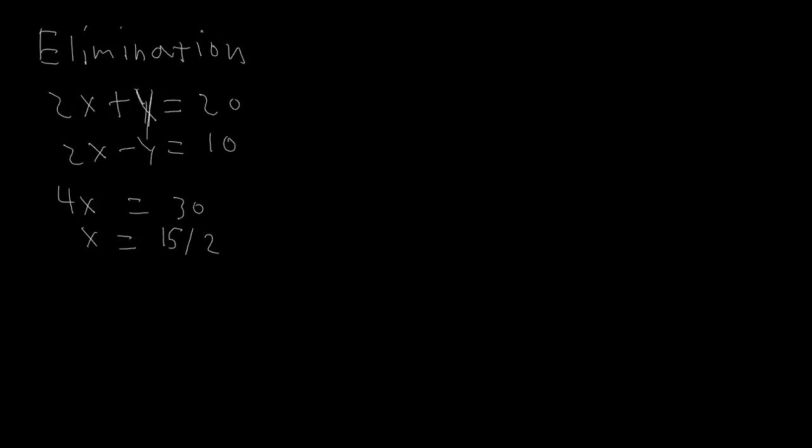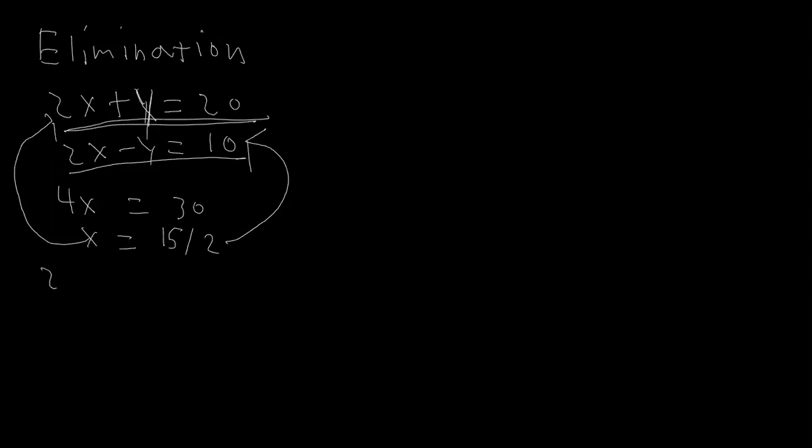So now, since we solved for a variable, we want to solve for the other variable, which is y. We can plug the answer back into this equation here, or we can plug it back into this equation right here. So for now, we'll just pick this equation right here, and when we plug it back in, we have to be careful because when we plug it in for x, it's not just 15 over 2 plus y is equal to 20. It's 2 times x, which is 15 over 2, so 2 times 15 over 2 plus y is equal to 20.